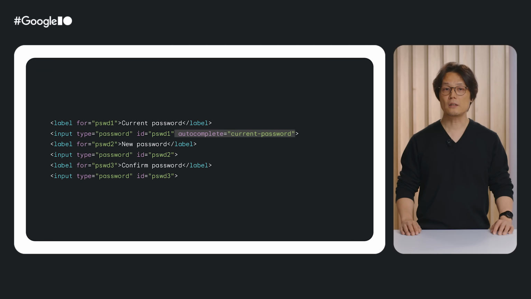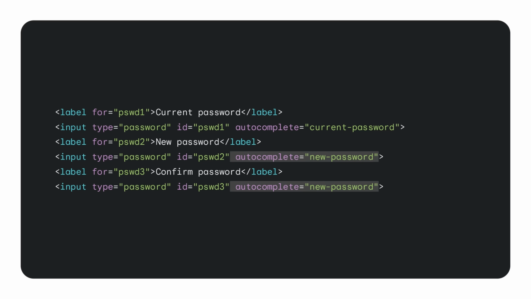Use autocomplete current password for a current password field. This will help the password manager identify the right field to fill with the saved password. Use autocomplete new password for the new password field. This will help the password manager to suggest a strong password to replace the old one.